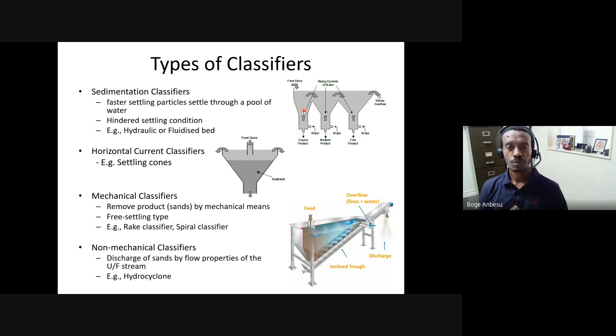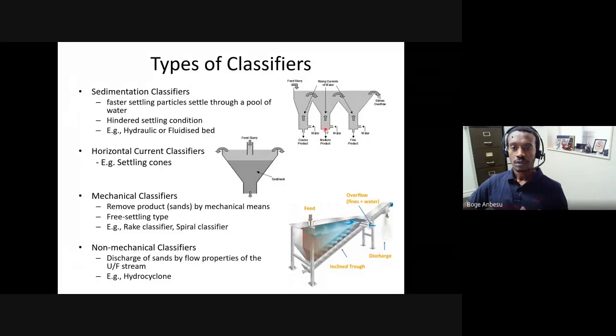But if particles are too small or too light, the water will push them up and they will go to the next classifier. In the next classifier, in this case, for example, we could target medium-sized particles. In comparison to the first cylinder here, we will reduce the velocity at which we introduce the water. Here, it's high velocity coming up, so only the coarse particles will settle through here.